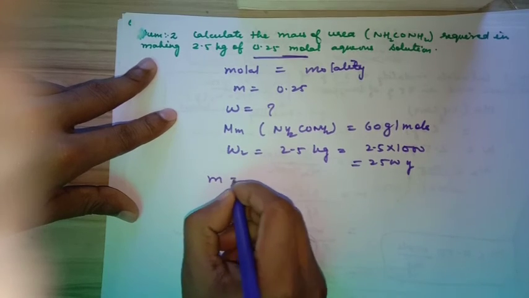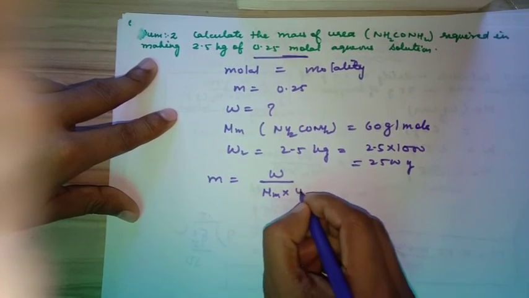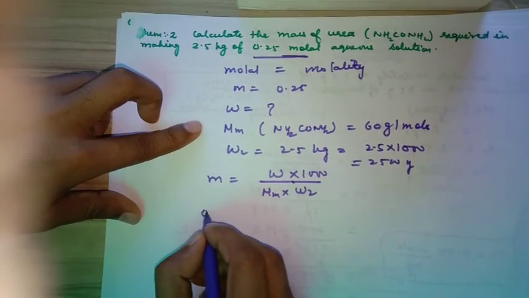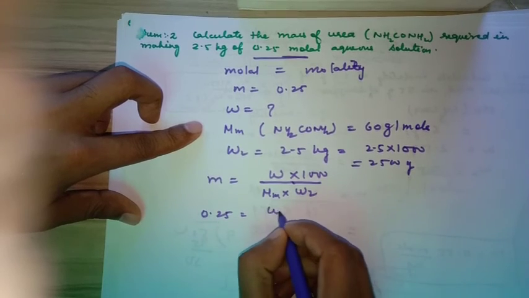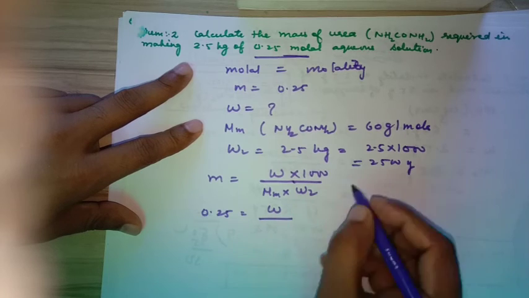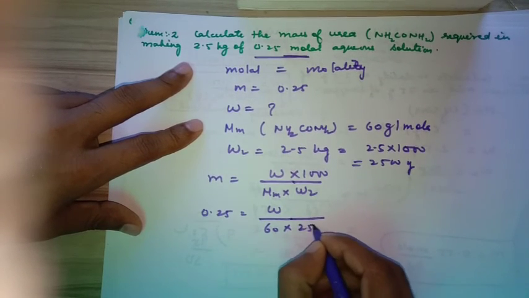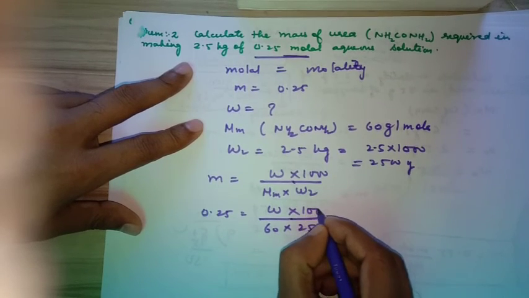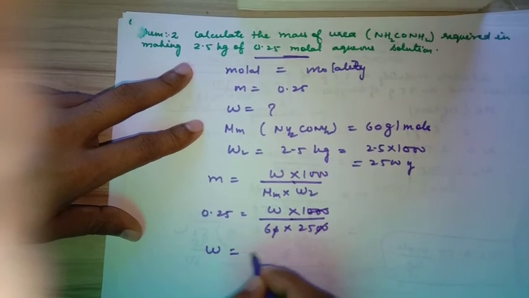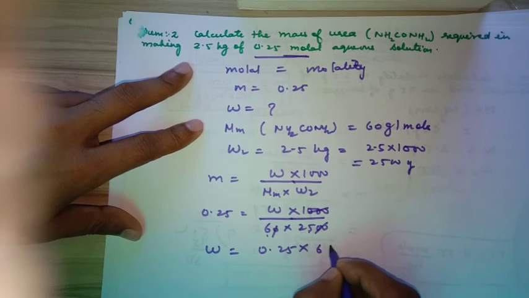Now molality is expressed as W solute upon its molar mass into W2, that is the solvent, into 1000. Now m is given as 0.25. W we have to obtain. Now mm over here is 60, and W2 is taken as 2500, and here it will be 1000. So 30 is getting cancelled. So W is equal to 0.25 into 25 into 6, that is 6 into 25.